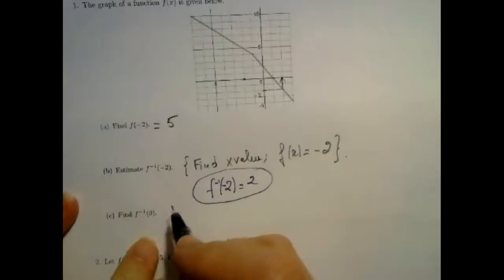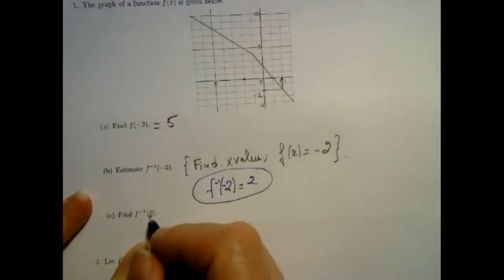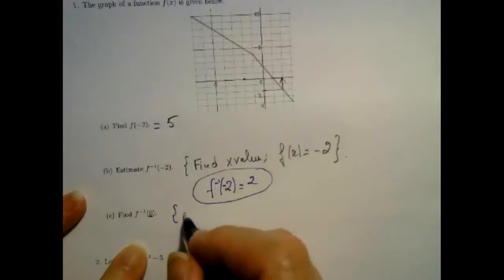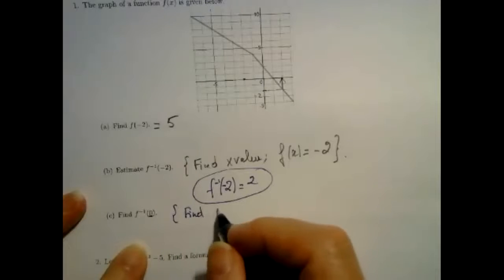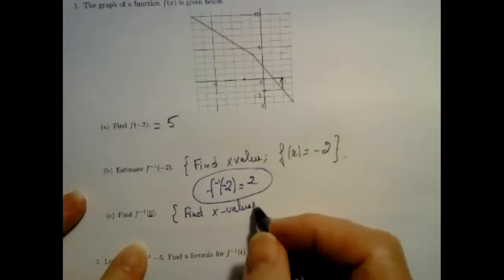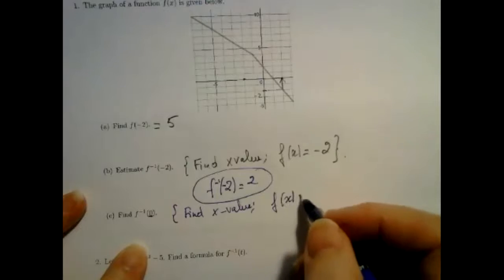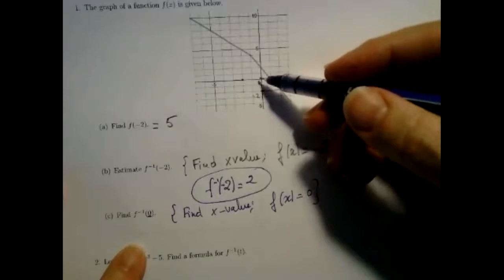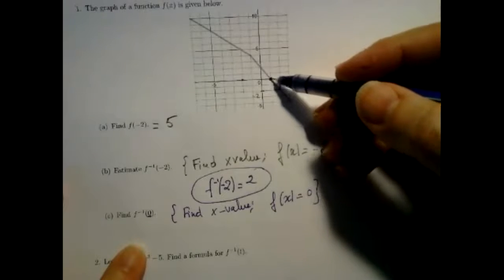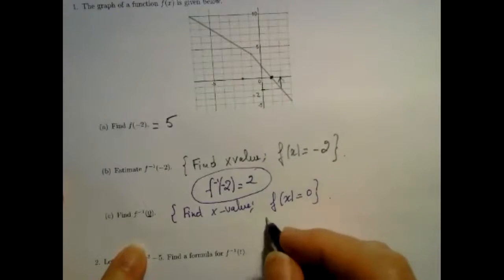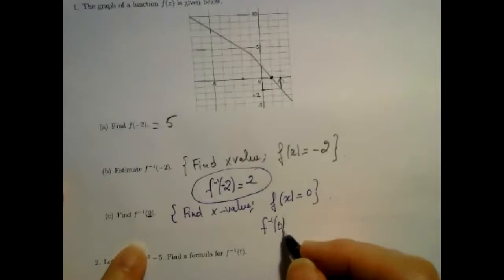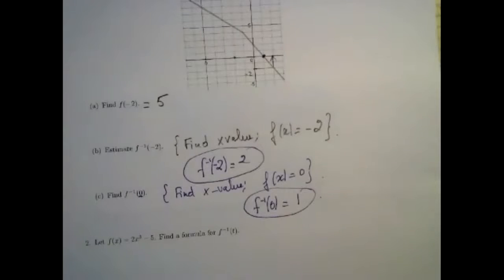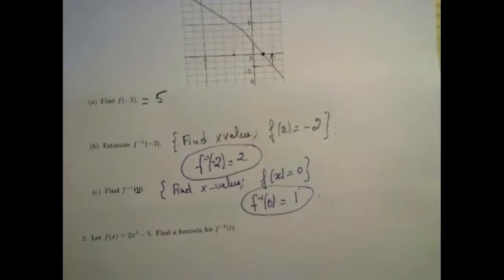Again, f inverse of 0 means I'm finding the input of f that gives me an output of 0. So again, we're going to find the x value that gives me an output of 0. F of x equals 0. And then I go back to my graph. Which input gives me an output of 0? It's this one right here. So f inverse of 0 is equal to 1. All right, for those who messed it up, please make sure you don't again.